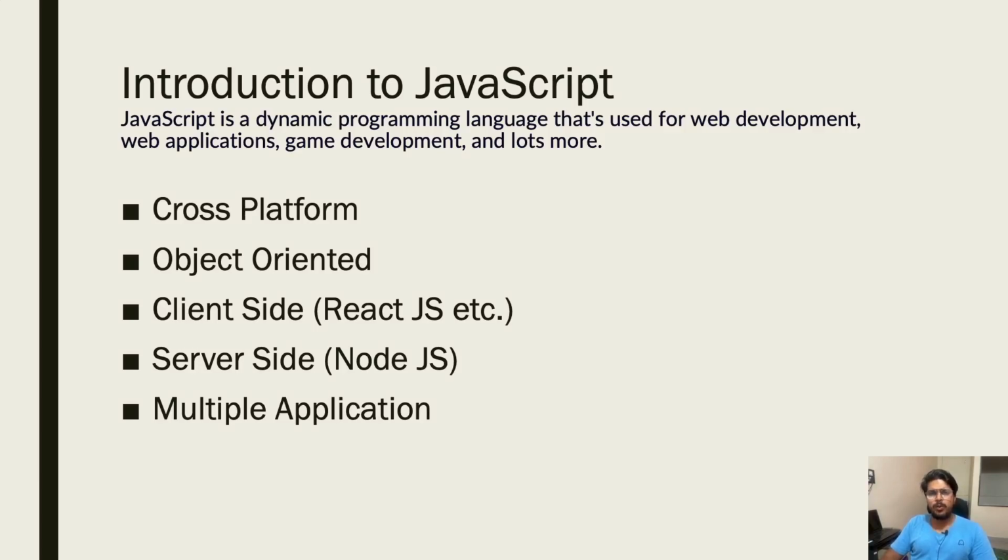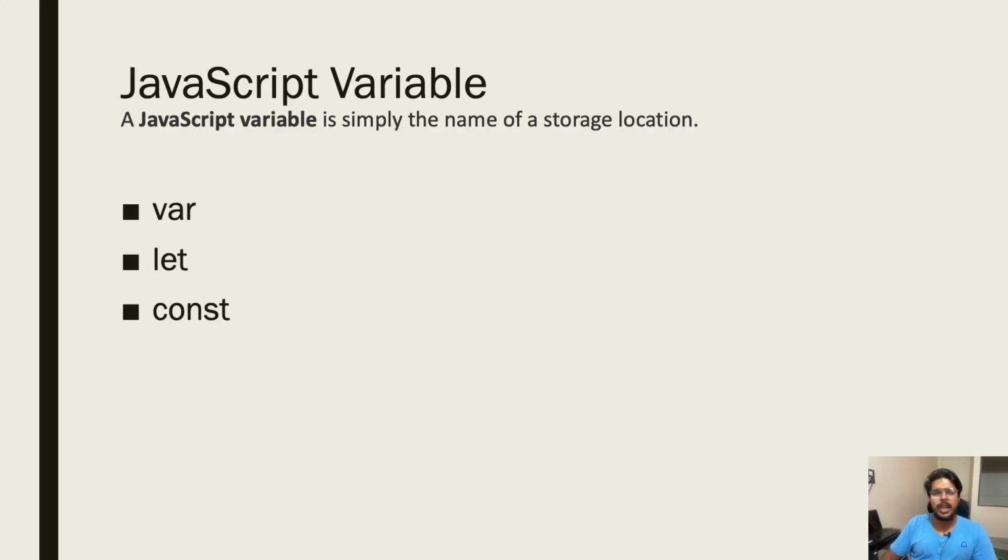Now we will move to the variable. What is a variable and what types of variables are present inside JavaScript? A variable is used to store data inside JavaScript. That's why we require the variable. Simply, it is the name of the storage where we are storing data inside our code.